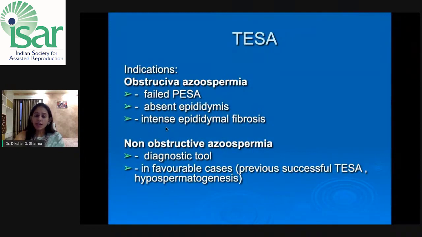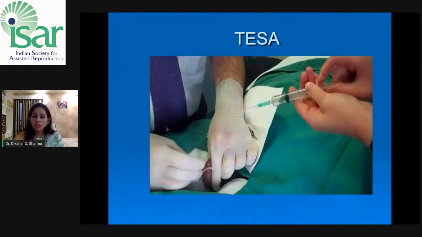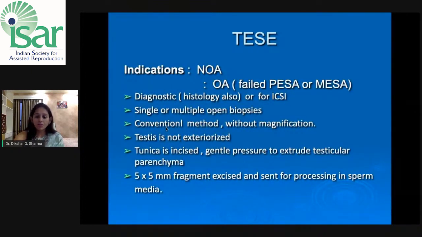What about TISA? Like we already discussed, the indication in obstructive cases is if there's failed PESA, absent epididymis, or very fibrous epididymis; in non-obstructive cases, as a diagnostic tool, or in favorable cases. So this is actually a picture which shows the TISA procedure. We use it. So how do we do it?